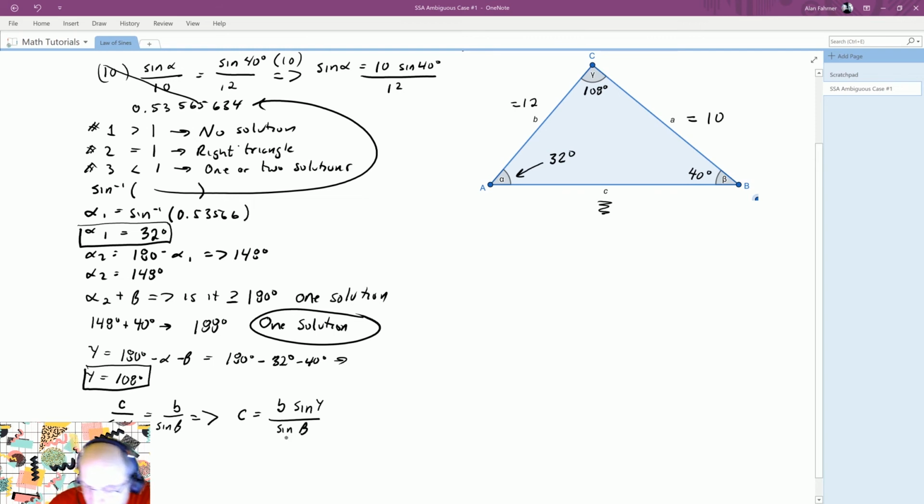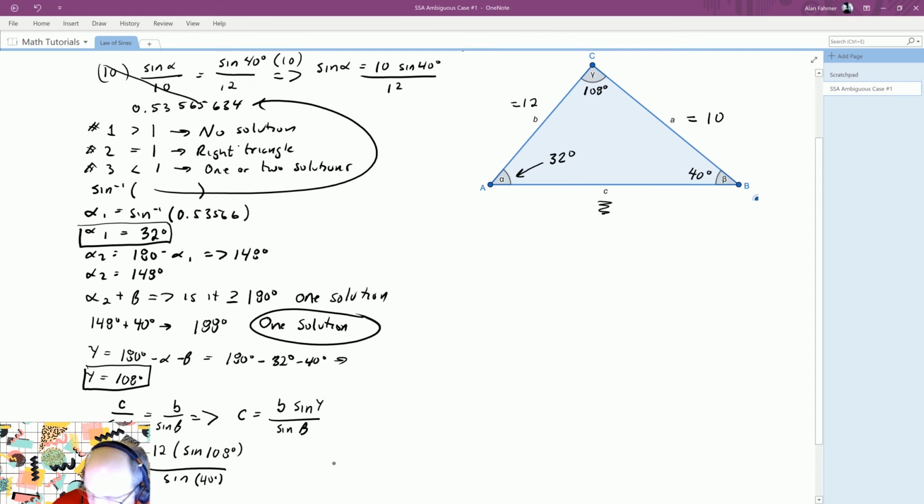And if you do that, it's going to be C equals, what's B equal to? It's 12 times sine. We're going to go ahead and just use the rough numbers. So we've got sine of gamma, which is 108 degrees, over sine of beta, which is 40 degrees, right?